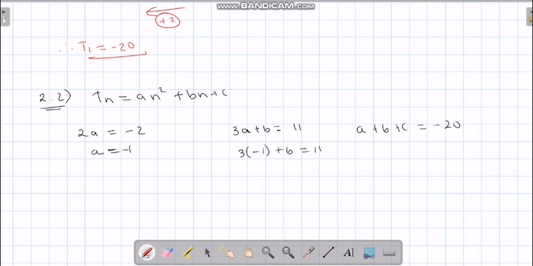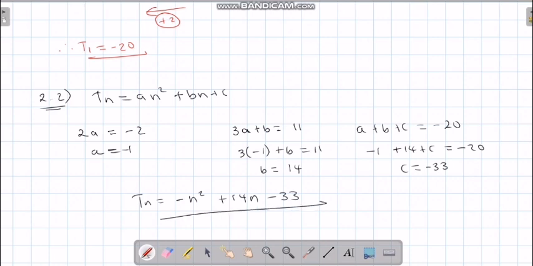Okay, so our b will be equal to 14. Okay, then our a is negative 1 plus 14 plus c, which is equal to negative 20. Negative 20 minus 14 plus 1 is negative 33. So c is negative 33. Therefore, Tn is equal to negative n squared plus 14n minus 33. Remember, you can verify your answer, right?